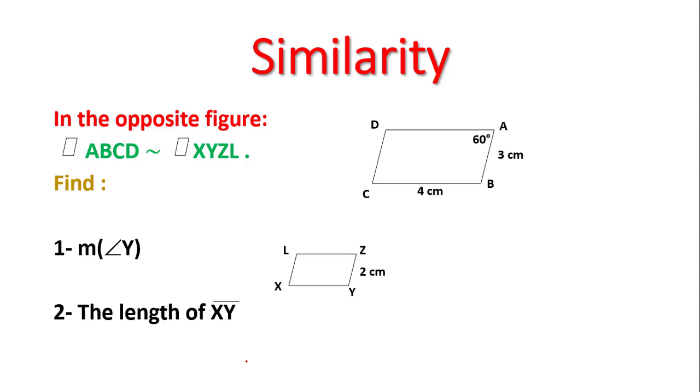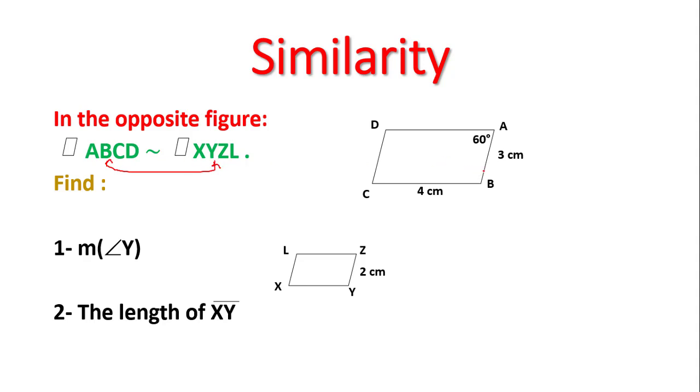In the opposite figure, we have two parallelograms. Parallelogram ABCD is similar to parallelogram XYZ. I want the measure of angle Y, and I want the length of XY. Because the two polygons are similar, the measure of angle Y will be the same as the measure of angle B. I want to calculate the measure of angle B.